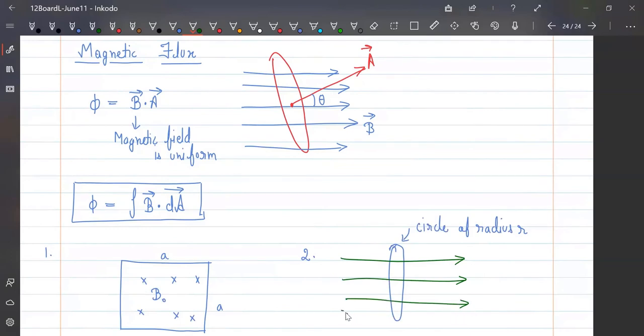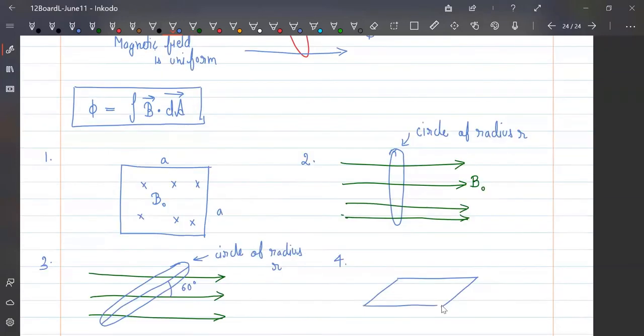So as we have studied in electric field, flux is like the flow of water. So we are basically calculating how much flux is passing through, how much water is flowing, how much field is flowing through a region. Find the flux in the following cases. Magnetic field is uniform in each case. Value is B. Write the answer in chat once done.